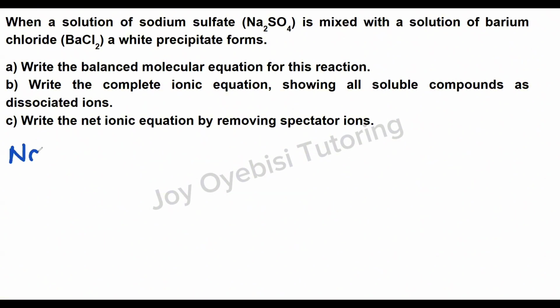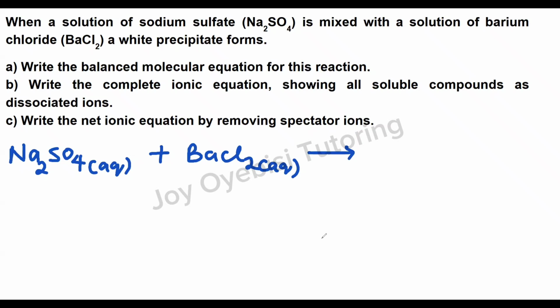So we have sodium sulfate, and it says here it's a solution, so that would be aqueous, plus barium chloride, which is also aqueous. Now, in a double replacement reaction, this sodium would swap places with the barium, okay? The barium would also go on and replace sodium in the other molecule. And that's what makes it a double replacement reaction.